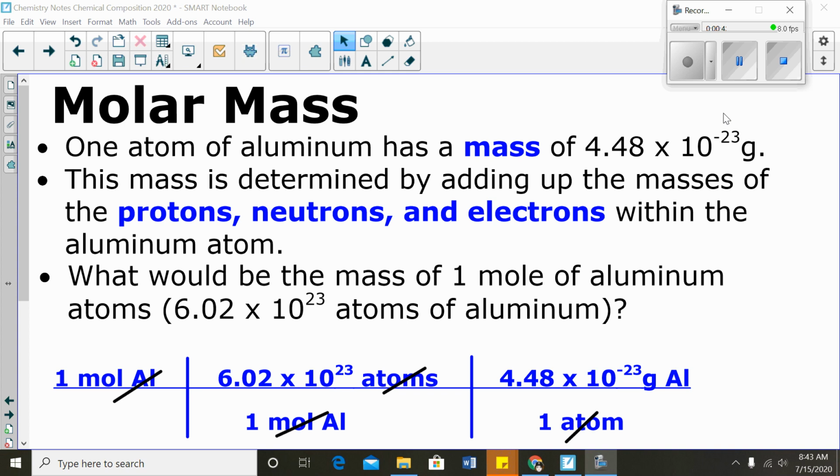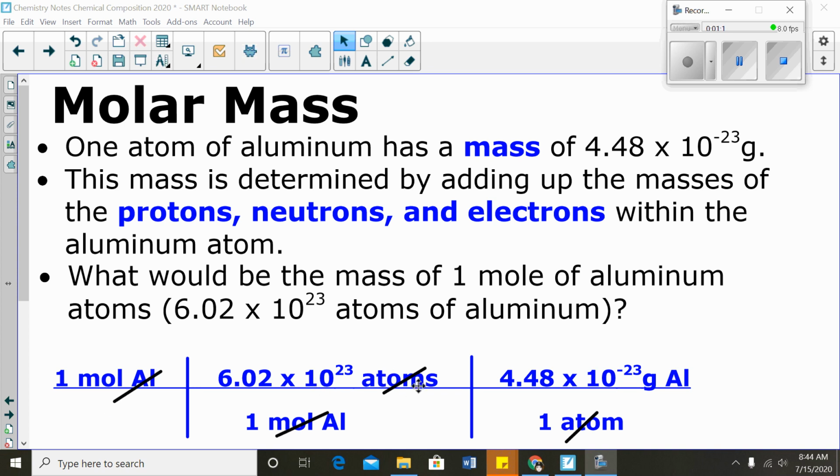Well, we can set this up using dimensional analysis. So we're trying to find the mass of 1 mole of aluminum. So that's your starting point, 1 mole of aluminum. Now you've already learned this conversion factor of 1 mole equaling 6.02 times 10 to the 23rd atoms. So just be careful on where you place your factors. The 1 mole needs to be on the bottom so that it cancels with the original mole. So moles cancel and you are left with atoms.